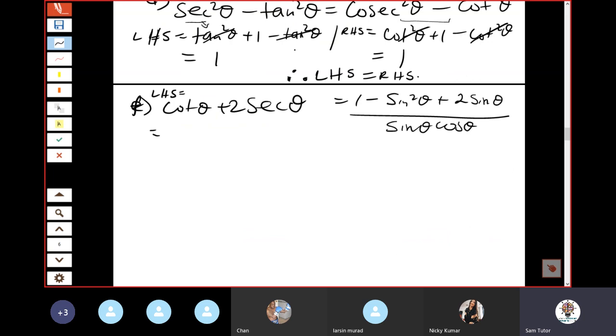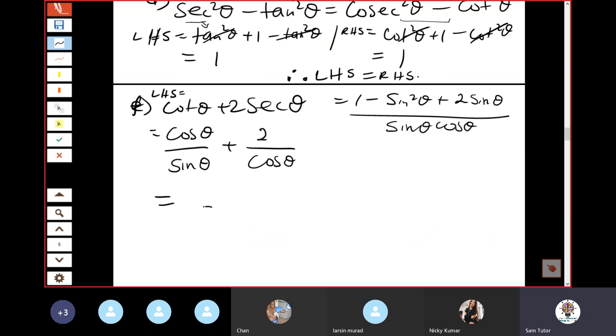Okay. So left hand side. Left hand side is cot. I'm going to choose cos over sine for cot, plus 2 sec theta. Sec theta is 1 on cos theta, right? Anybody have any issues there before I move on? No? All good? Next line.